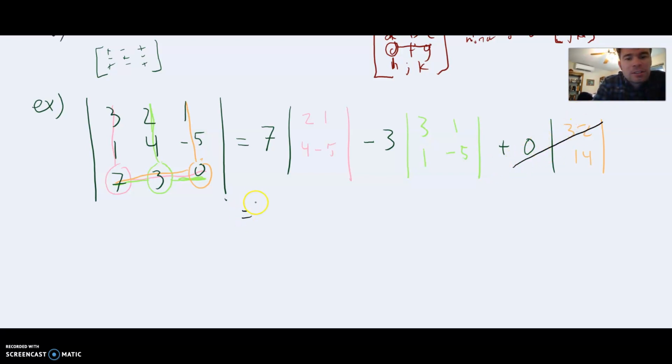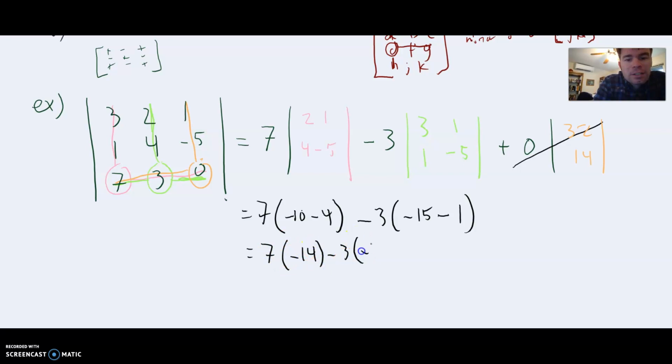So the first one we have 7 times 2 times negative 5 is negative 10 minus 4. Minus 3 times negative 5 is negative 15. Minus 1 times 1 is 1. So we have 7 times negative 14 minus 3 times negative 16.